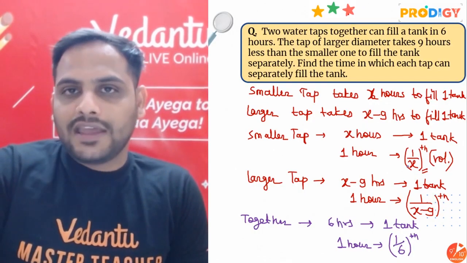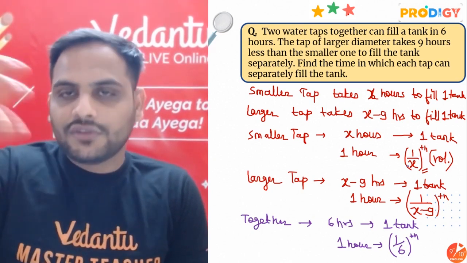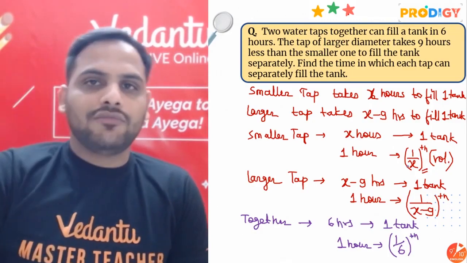The larger tap gives 1 by (x minus 9) of the volume of the tank, and when they are working together, 1 by 6th of the volume of the tank is filled. So the amounts of water can be added.